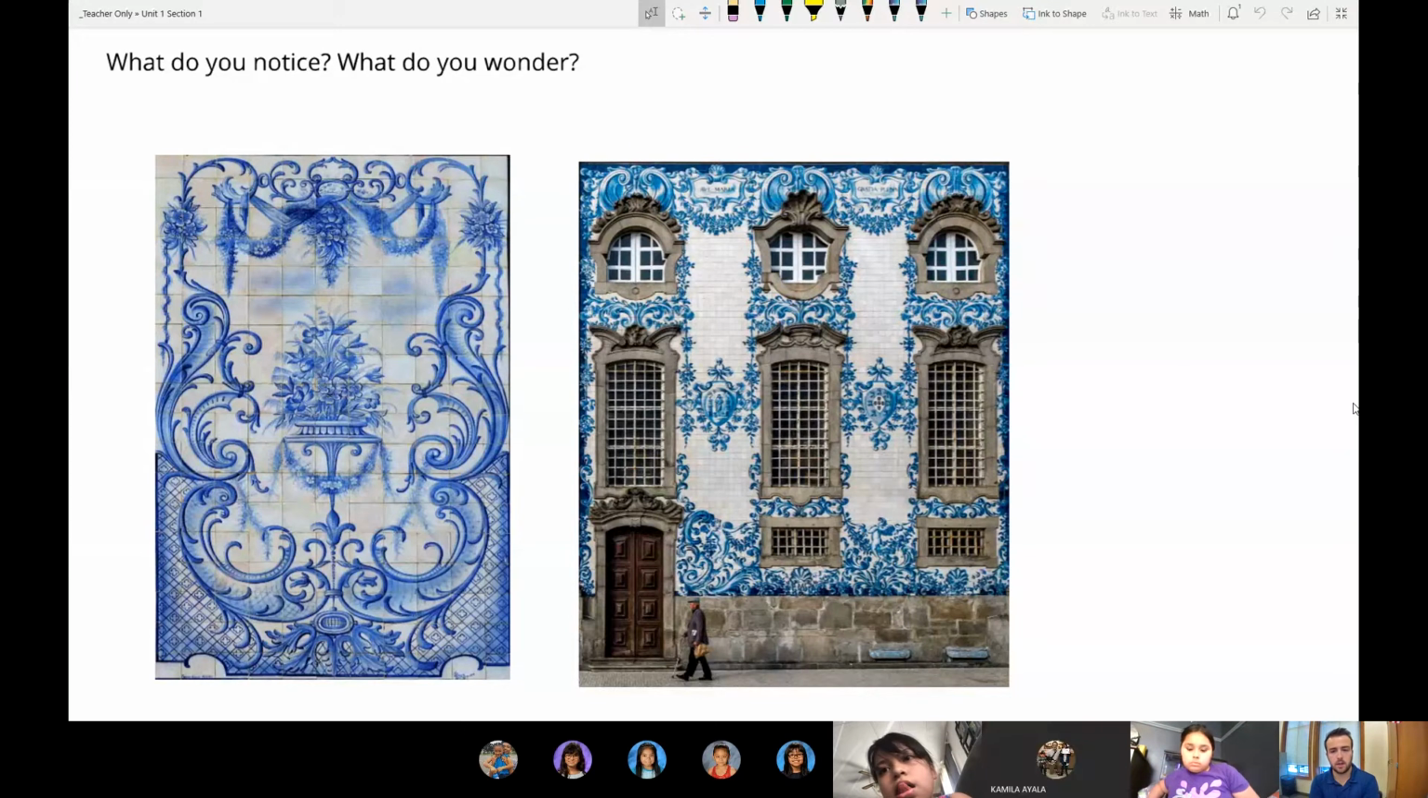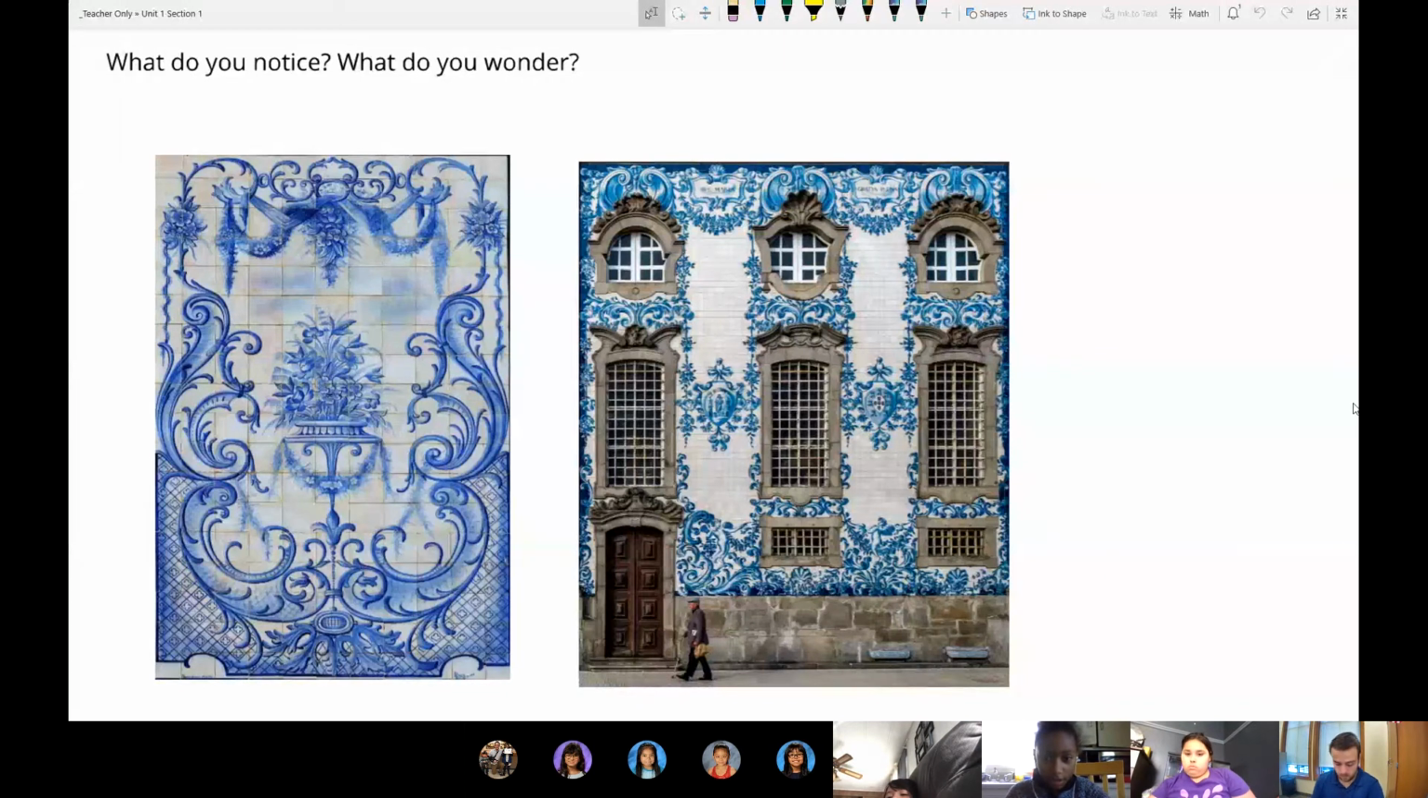All right, Tania, let's start off with you. What's one thing you notice or wonder? I have a notice and a wonder. Go for it. Share them both. So I noticed that the designs are the same color. Okay. Same color. Actually, I don't have a wonder. You don't have a wonder?